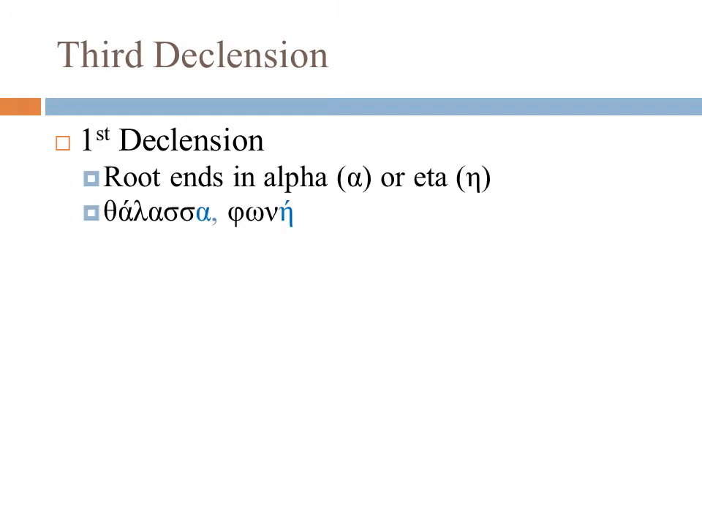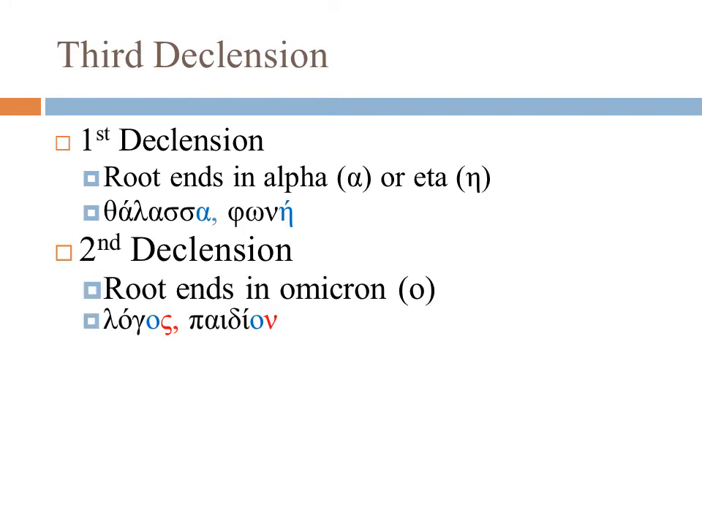The first declension had roots ending in alpha or eta, and examples of the alpha would be thalassa, and the eta would be phone. And as I said, most first declensions are feminine. Then we had second declension, and those roots ended in an omicron. And we had for masculine logos, and an example that was neuter was paideon.